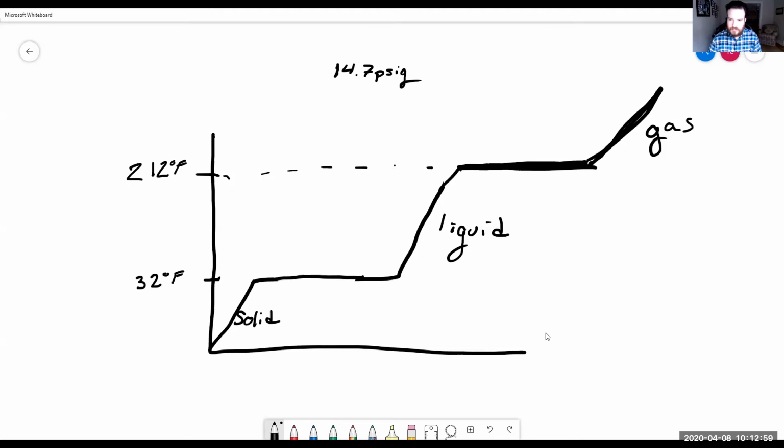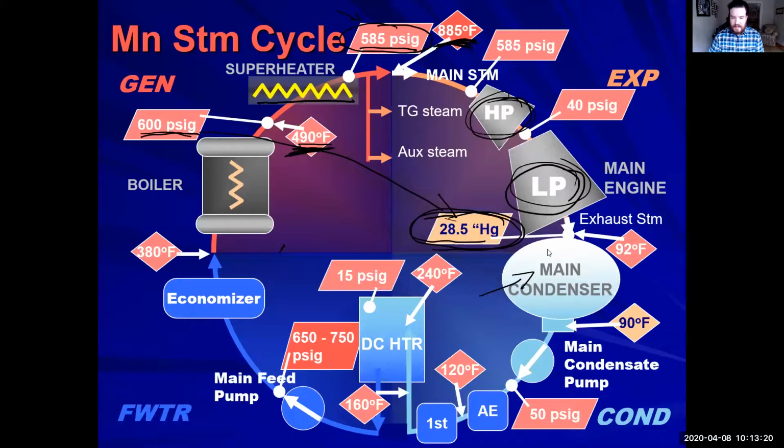So what happens as soon as we make this curve? As soon as we go from this point to this point on this graph, what do we no longer have present? Liquid. We have no more liquid. All right. And that's the thing that we have to keep in mind here.